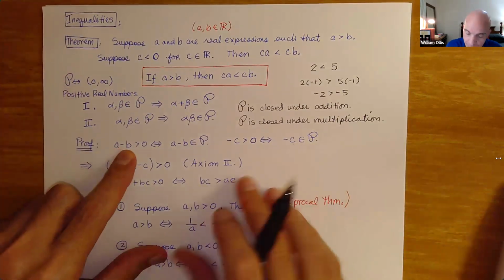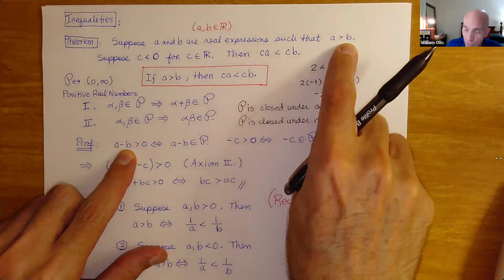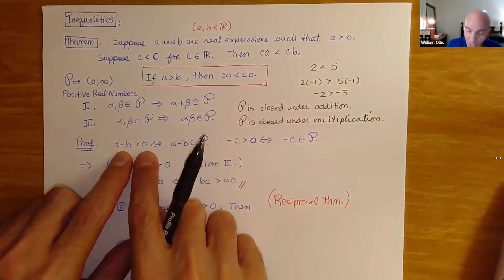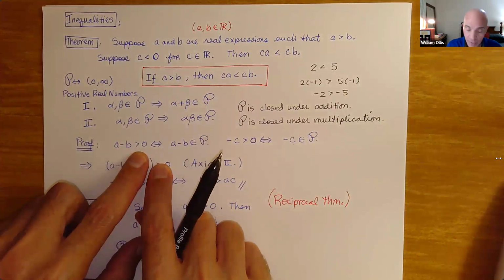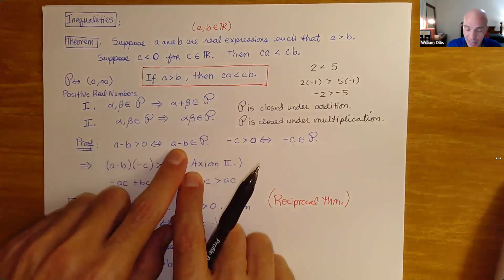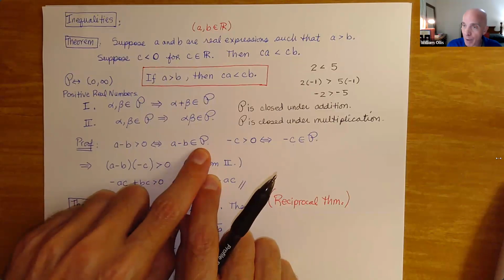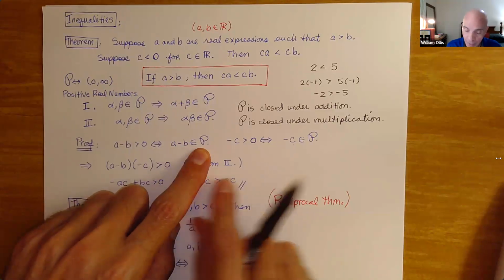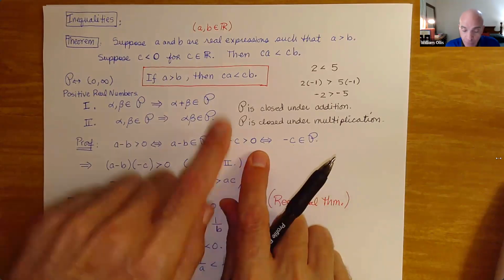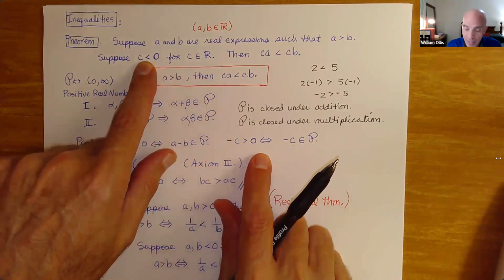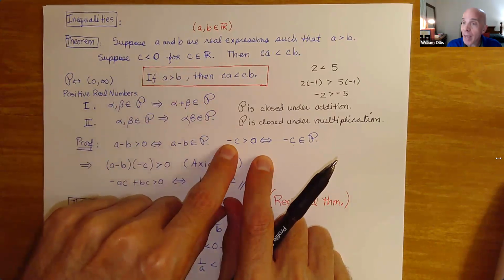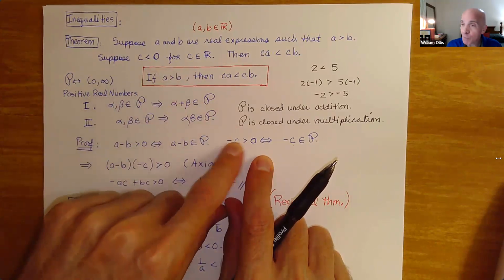So what we can see is that if A is greater than B, then of course, subtracting B from both sides, A minus B will be positive. And so we can say that A minus B is an element of the positive real numbers. Likewise, if we start out with C being less than 0, then its additive inverse by definition must be positive.